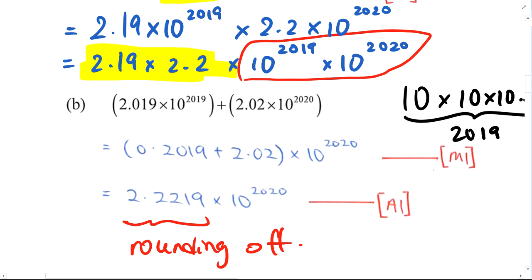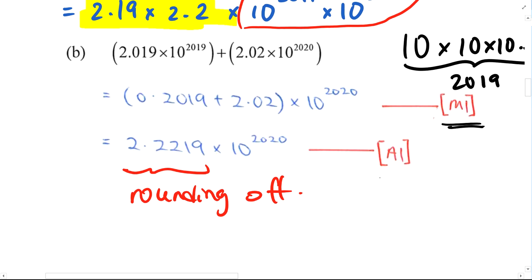This is when you should be factorizing. Factorize 10 with the highest power out. In this case, it will be 10 to the power 2020. The moment you manage to do this correctly, you get 1 mark. The final answer, another 1 mark. Again, some of you tried to round off. I do not know why. There is no reason to round off. So don't keep making the same mistake. Stop the bad habit.